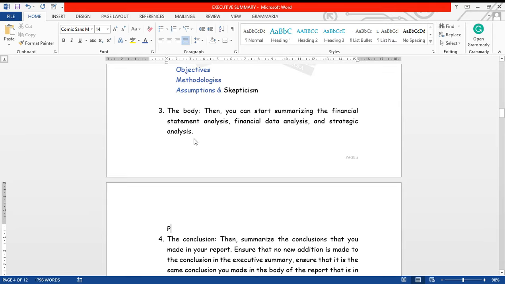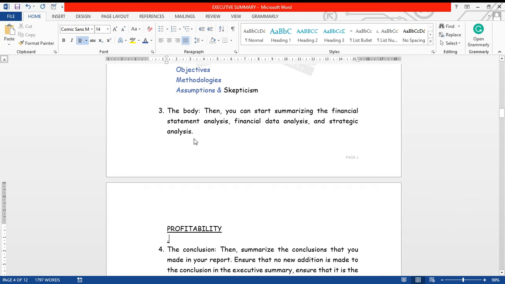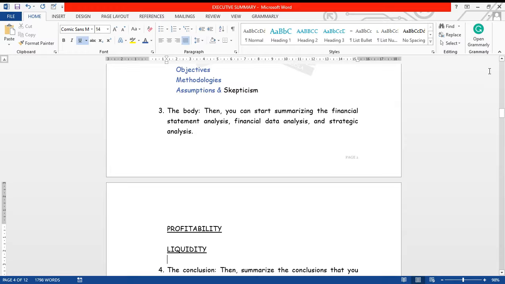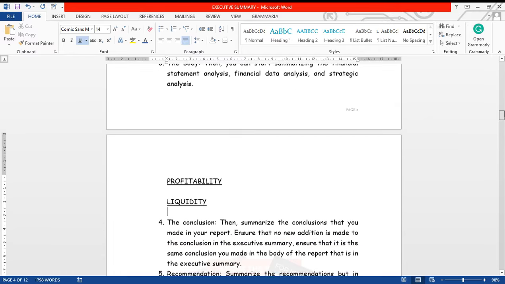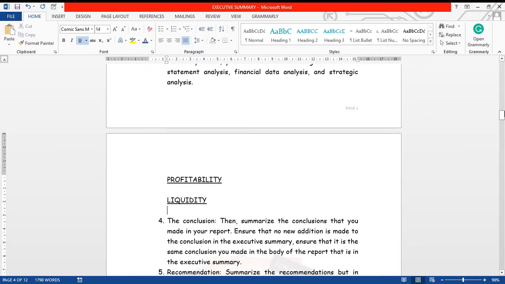So you can have something like, okay, profitability. There you write everything about profitability. You write it there, right? Then after you finish writing about profitability, you can have liquidity. Write everything about liquidity. You might not necessarily do it like that. You may actually do it together. Talk about profitability in a paragraph. Talk about liquidity in another paragraph too, as the case may be.